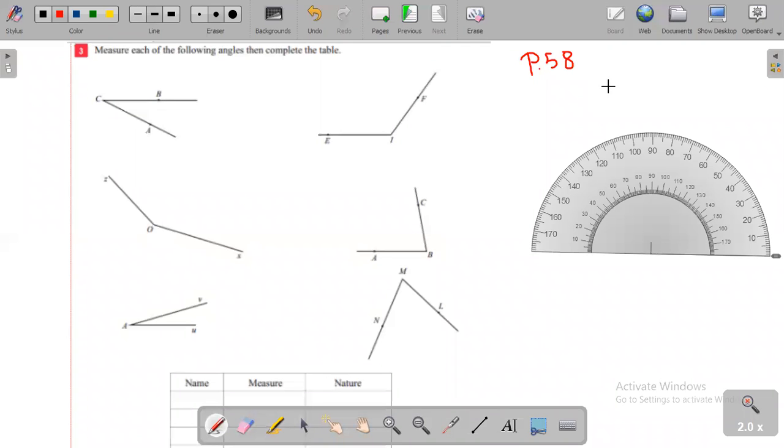Hello, in this video we'll do exercise 3, page 58. Measure each of the following angles, then complete the table. Let's measure the first angle. To measure the angle, we have first to elongate the arms. Let's elongate the arms.